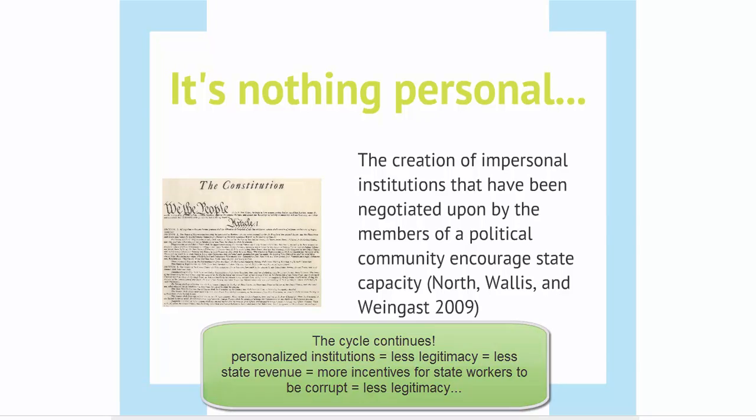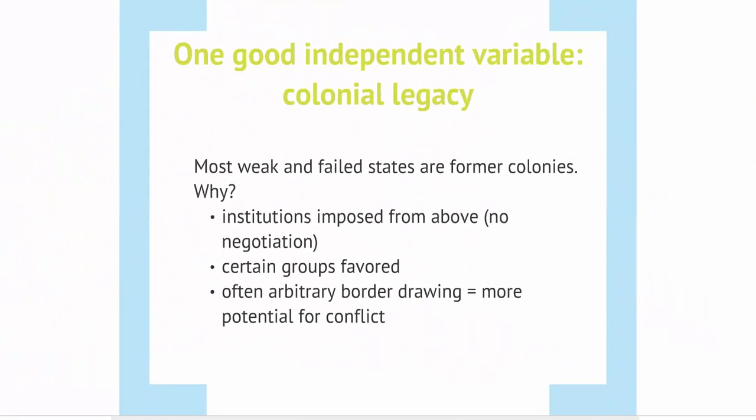One popular explanation, and one really good independent variable for why there might be low state capacity in some places, is a colonial legacy. Indeed, most weak and failed states are former colonies. So why would this be? Well, the colonial heritage did not help with the creation of impersonal institutions, as the population from the colonial homeland were often favored, and the colonists from that homeland often favored certain native groups within the colony over others. Therefore, it's kind of setting up a system in which it's easy for personalized institutions to develop.